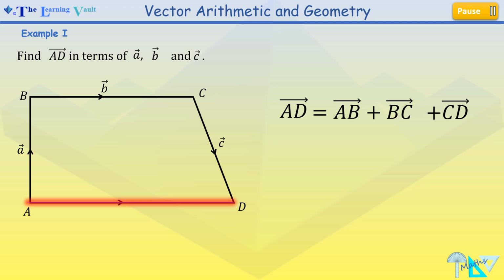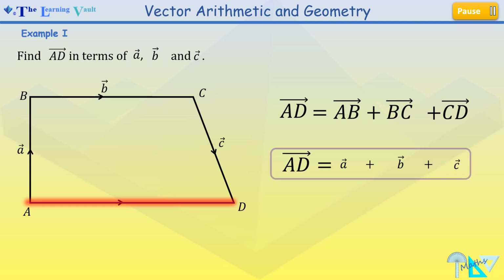Now remember, because we're finding the vector AD, our chain always starts with an A and ends with a D. So we have to write this in terms of a, b, and c. AB is vector a, BC is represented with vector b, and CD is represented with vector c. So our AD equals vector a plus vector b plus vector c.